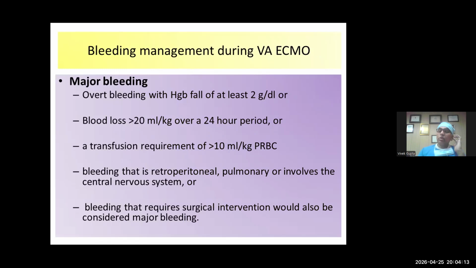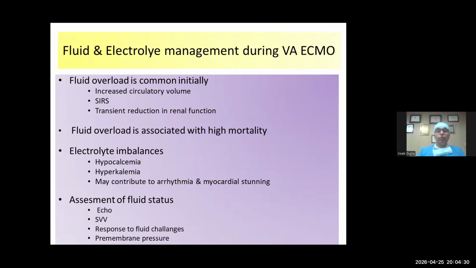Bleeding management, because this is a big challenge on VA ECMO itself. Blood loss can be major bleeding, what we call it as, when the drop in the hemoglobin is more than 2 grams, or blood loss is more than 20 ml per kg or 24 hours, or the patient is requiring a significant transfusion. Fluid overload, again, is a big challenge.